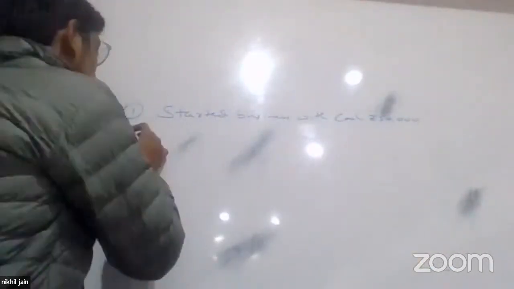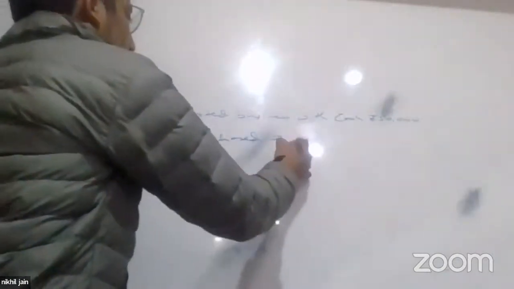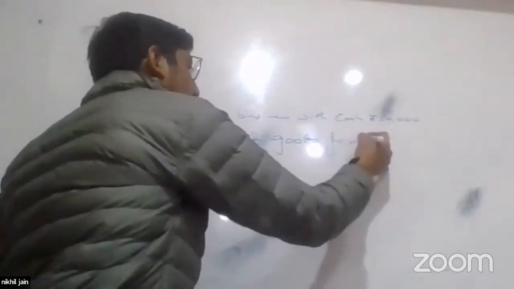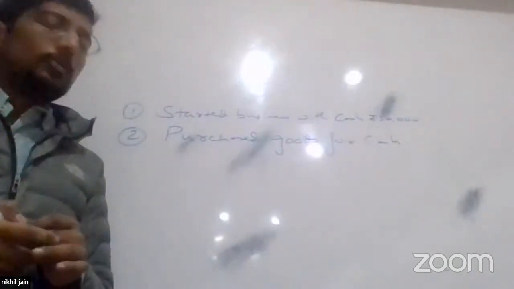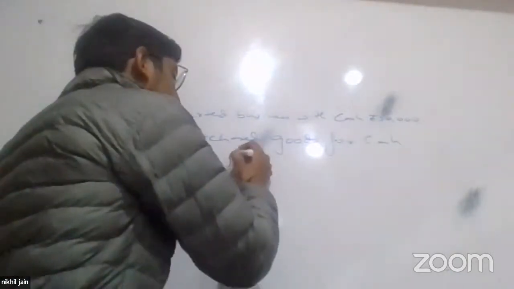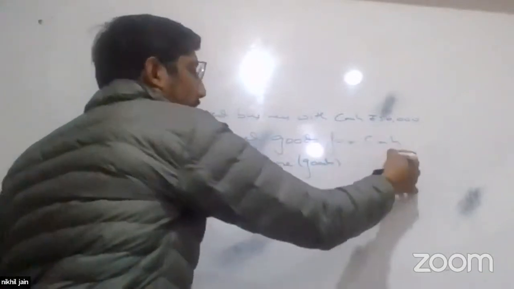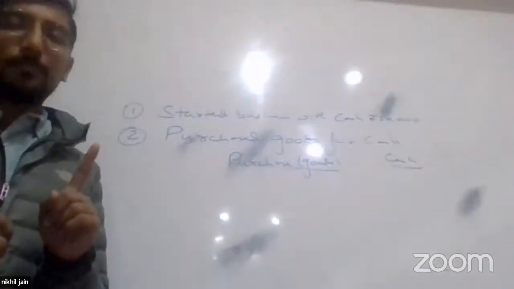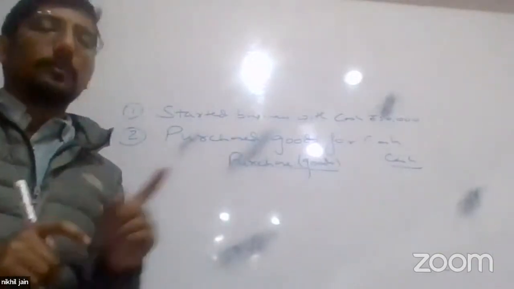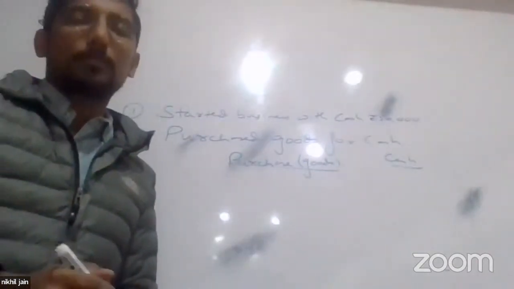Now we will discuss the next one: purchase goods for cash. Whenever we are purchasing goods for cash, there will be two items. One will be the purchase, which is used for goods, and the other one will be the cash. Always remember, we will never use the word goods while purchasing or selling goods. We will either use purchase or sale, whatever be the situation.